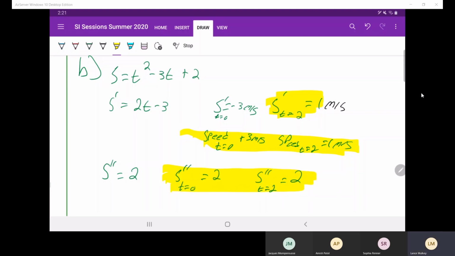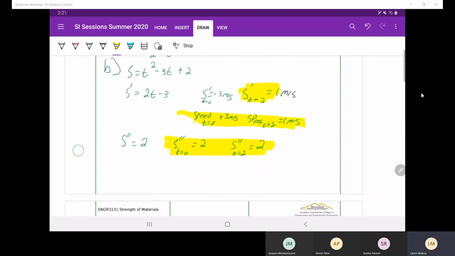Because there's no t to plug into, it's always 2. The acceleration is always increasing. Y'all following along still?